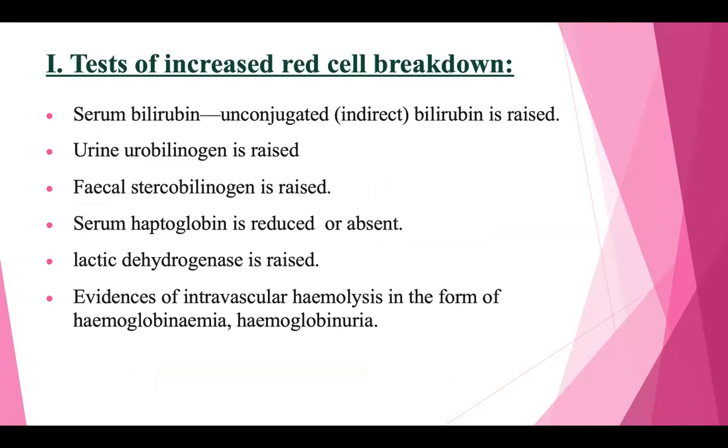What proves that there is hemolysis? First, we do serum bilirubin, which will be raised; urine urobilinogen is usually raised, fecal stercobilinogen is raised, and serum haptoglobin, which is a protein that binds free hemoglobin, is reduced: if free hemoglobin increases, haptoglobin decreases. Lactate dehydrogenase is usually raised, and there is evidence of intravascular hemolysis in the form of hemoglobinemia and hemoglobinuria.